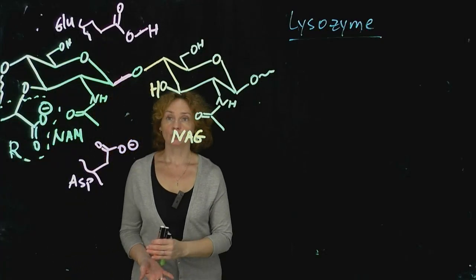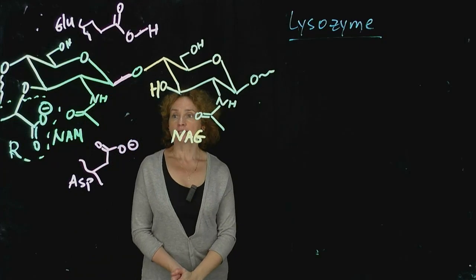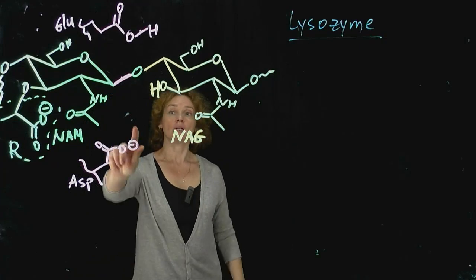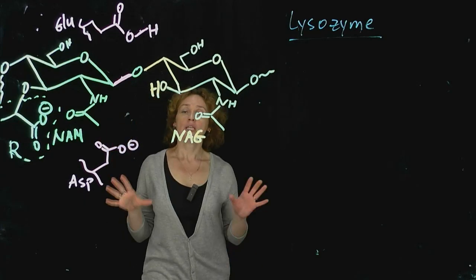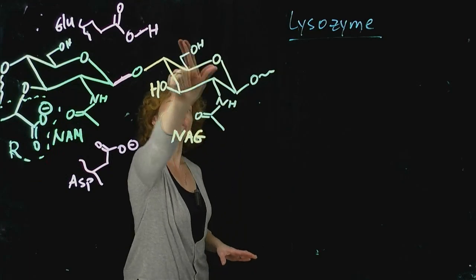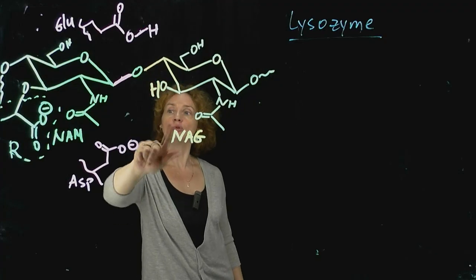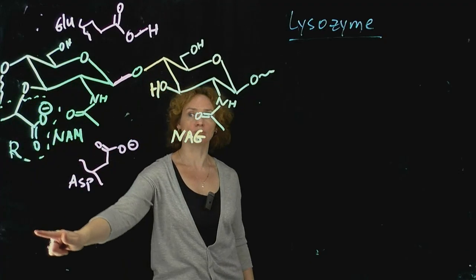In this video, we are going to talk about the mechanism of lysozyme catalysis. Lysozyme cleaves glycosidic bonds in a polymer of N-acetylglucosamine residues connected via beta-1,4 glycosidic bond to N-acetylmuramic acid residues.